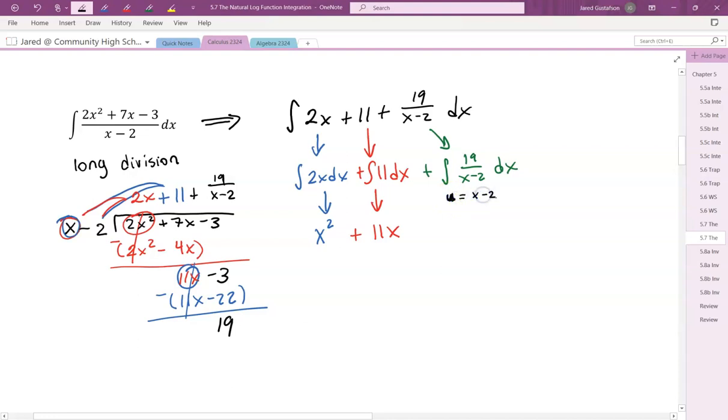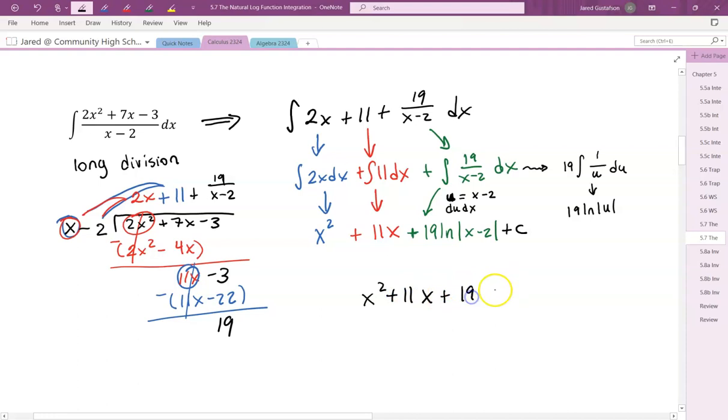U equals x minus 2, so du equals dx. So we can rewrite this integral. I might pull the 19 out in front of the integration symbol, just so that it looks familiar. We have 1 over u du, which is 19 times the natural log, the absolute value of u. So, subbing back in our x stuff, we get plus 19 natural log of the absolute value of x minus 2. And of course, we cannot forget our plus c after all that.